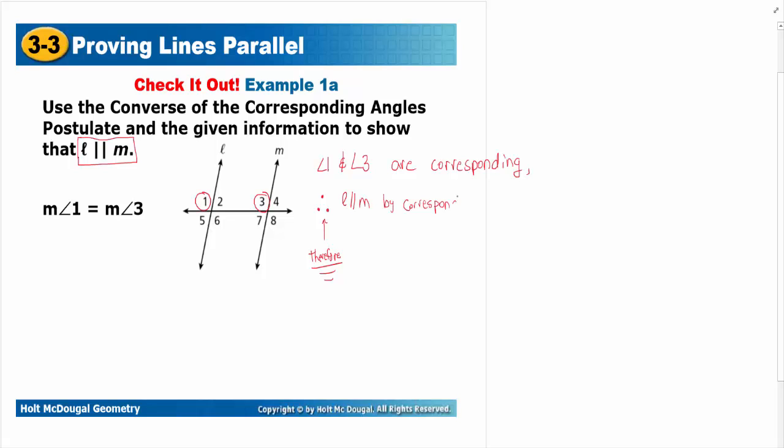Again, we don't have to prove this. It's a postulate, so I can go ahead and use it now. It's not saying prove, it's just saying show using that postulate. So I showed that they're parallel using the postulate. Okay, so there we go. That's example 1A. We only talked about one postulate so far, so that's the only thing we can use at this point.